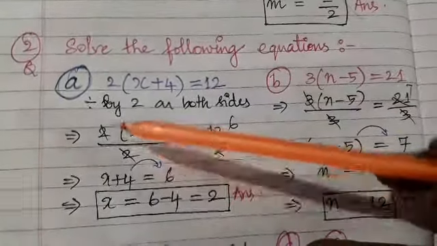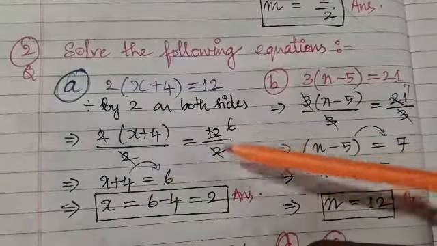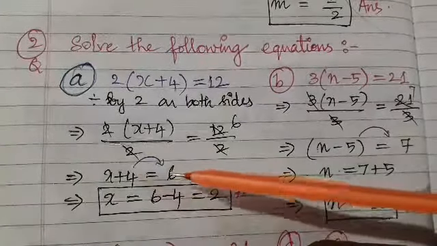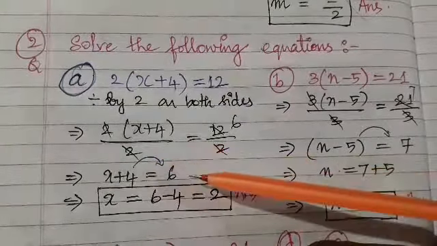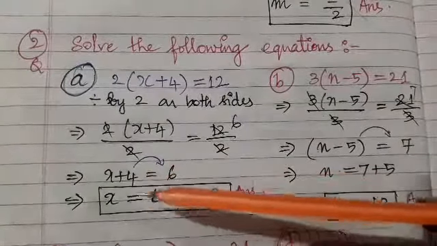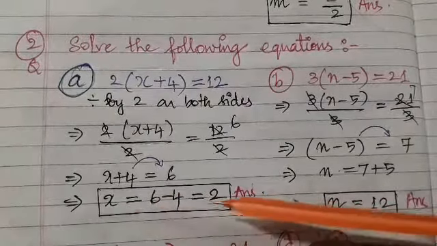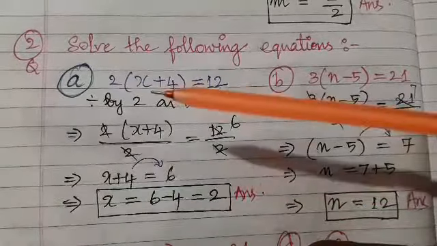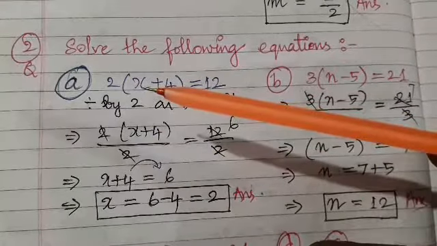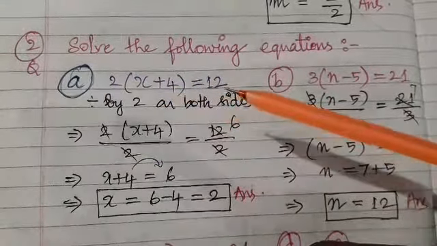Then I am simplifying, 2 gets cancelled. So x plus 4 on the left hand side, and here 12 upon 2 is 6. The right hand side is 6. So x plus 4 equal to 6. Then shift this number to the number term. When you are shifting, this plus 4 will become minus 4. So x equal to 6 minus 4, that is equal to 2. So x value equal to 2. When you substitute this value 2 in the x, both sides should be equal. Put 2 here: x value 2 means 2 plus 4 is 6, 6 into 2 is 12. So both sides are equal.